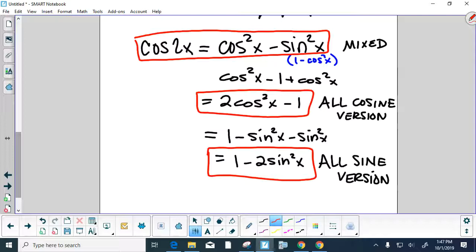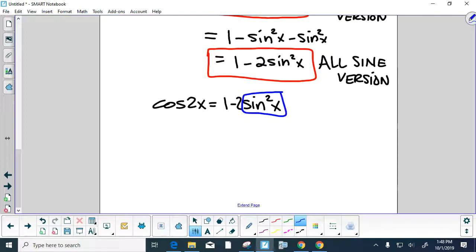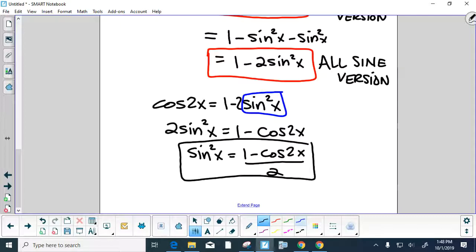Yes. I was confused with how you got 2 in the denominator. Okay, I'm not done yet. So I know cosine of 2x is equal to 1 minus 2 sine squared x, right? So I'm going to take this and solve for sine squared. I'm going to move this whole thing over. So I get 2 sine squared x equals 1 minus cosine 2x, and then I'm going to divide it by 2. That's how you get the power reducing one for sine squared. And you do the same thing to solve for the power reducing one for cosine squared, except you're going to use the all cosine version.